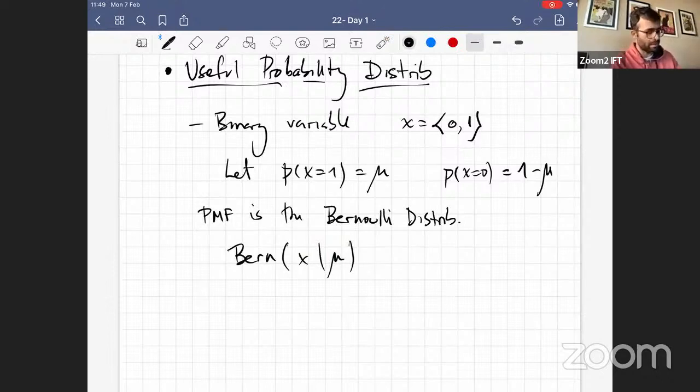Then the Bernoulli distribution is just mu to the x times 1 minus mu to the 1 minus x. And if x is equal to 1, then you get mu. If x is equal to 0, you get 1 minus mu, which is what you need to get.